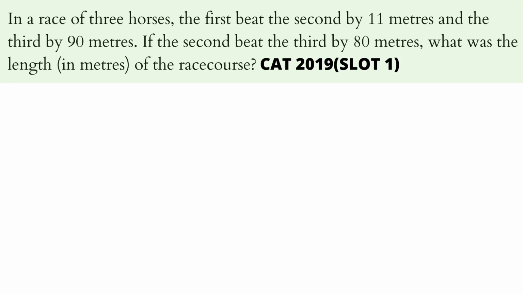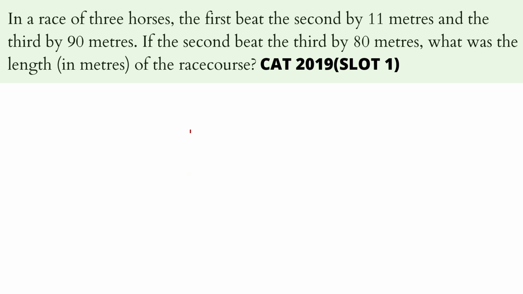Let's move to the next one. In a race of 3 horses, the first beat the second by 11 meters and the third by 90 meters. If the second beat the third by 80 meters, what was the length in meters of the race course? Okay, so this is the previous cat problem. Now, what is the question saying? This is a track. Okay, this is a race. There are 3 horses.